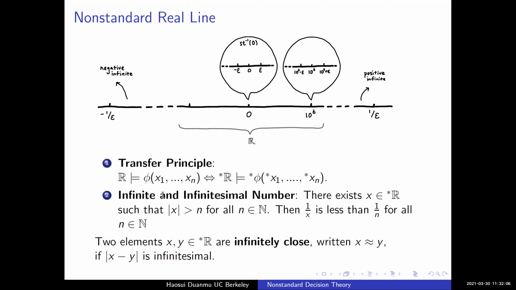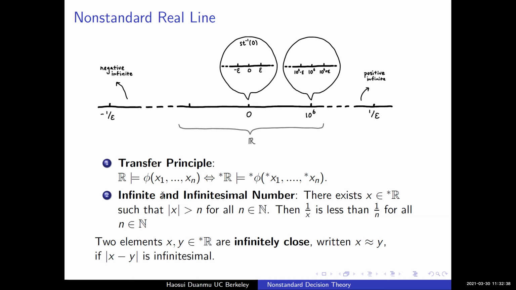This might not be very satisfying, because I omit the so-called saturation principle. I think the saturation property is a bit abstract, so I omit that in this talk. But instead, I introduce the existence of infinite and infinitesimal numbers, just to make sure the rest of the audience get a better picture of what the non-standard real line is.